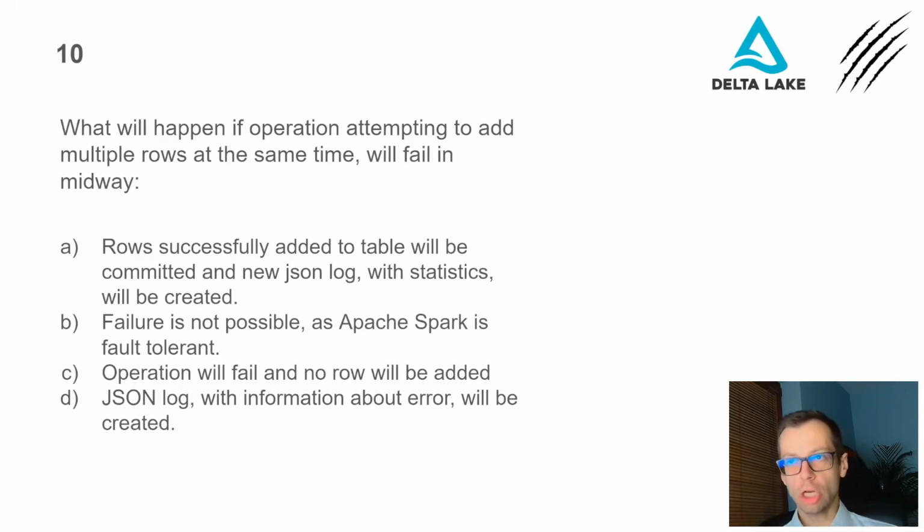Next one. So, what will happen if an operation attempting to add multiple rows at the same time fails midway? We were talking about it a lot in the ACID section. And what options do we have? Rows successfully added to the table will be committed and a new JSON log with statistics will be created. So this is not correct, we already know. Failure is not possible as Apache Spark is fault tolerant. That's a tricky option. Operation will fail and no row will be added, or a JSON log with information about the error will be created. And the option C, because the delta log helps us to achieve ACID, and A stands for atomicity, all or nothing. So the answer is C.